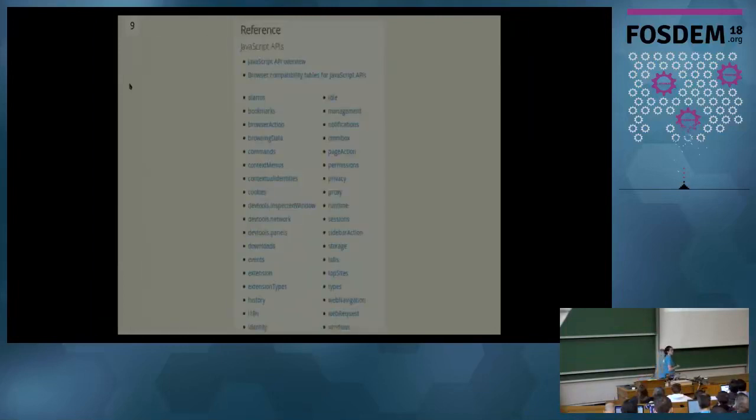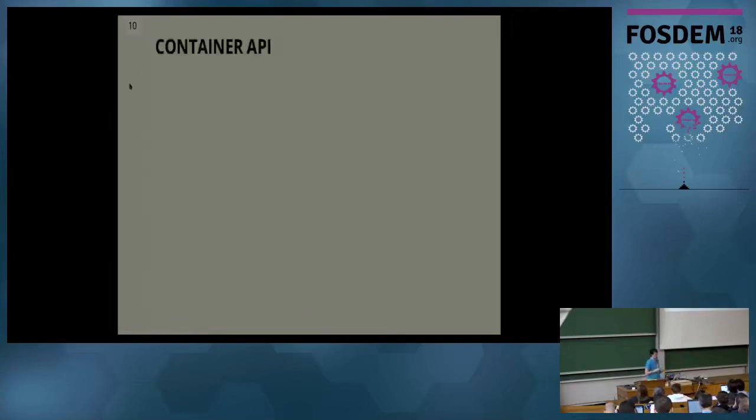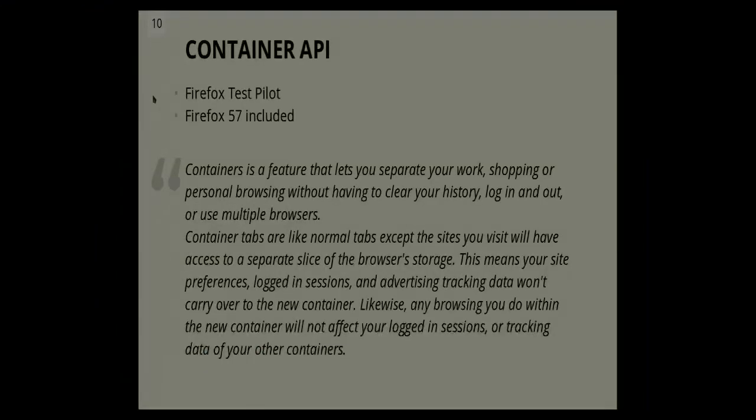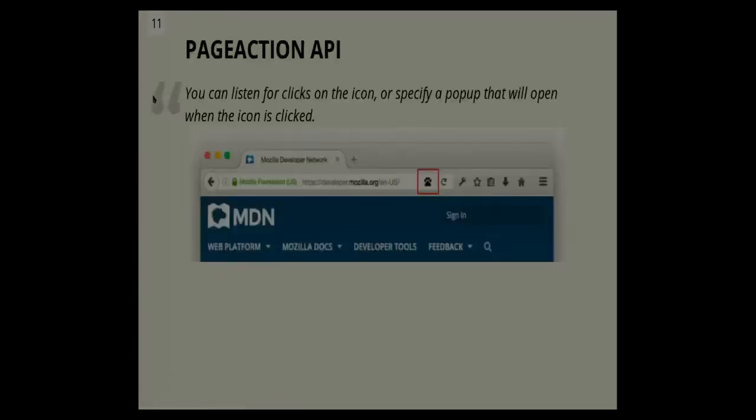And this is a screenshot of the documentation about all the APIs that are now available. A lot of things. And it's not enough, because I want to show you the coolest API that we have right now. Containers started as a Firefox Test Pilot project. Now it is integrated in your browser. What is the container API? It's something pretty useful to share a session between a group of tabs, in few words. And you have an API to integrate it in your extensions.